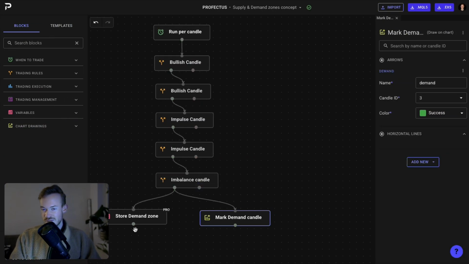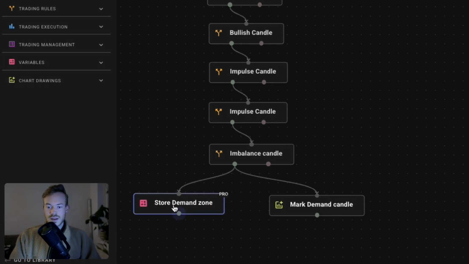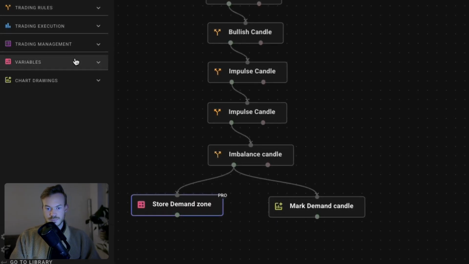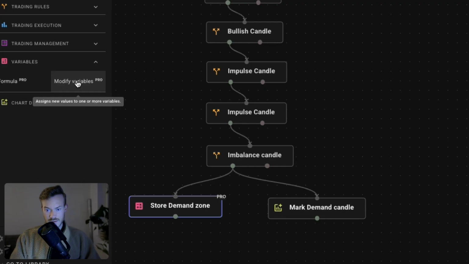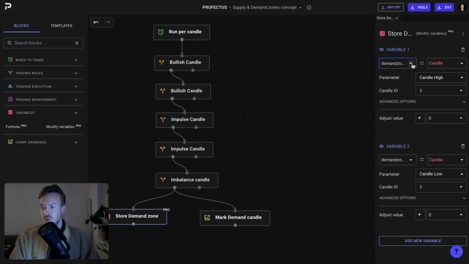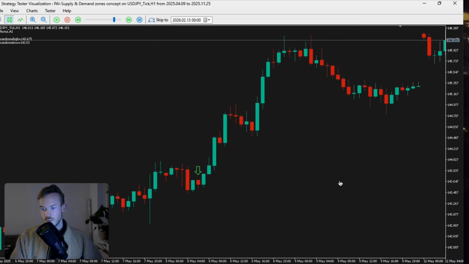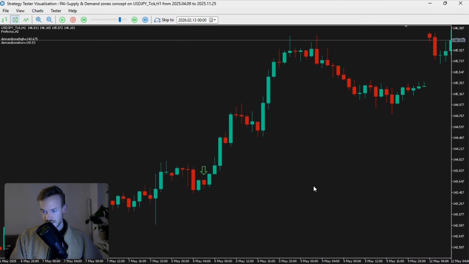Now you may wonder, how do we define the demand zone right now? For this we click on the store demand zone block, which is just the same block as the modify variable block. Here we define two variables: demand zone high and demand zone low. We simply take the third candle, that is also marked with the green arrow, and take the candle high and the candle low. So we will take the full size of the candle as an area of interest for price going back to, and to trade from. And you might be surprised, this is already the full concept of supply and demand trading, focusing now on the demand zone.